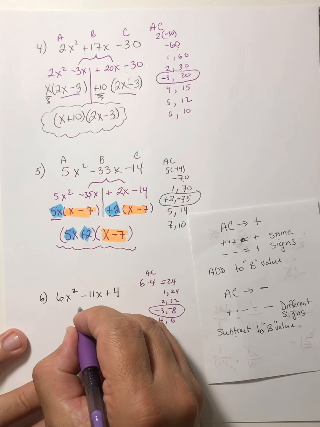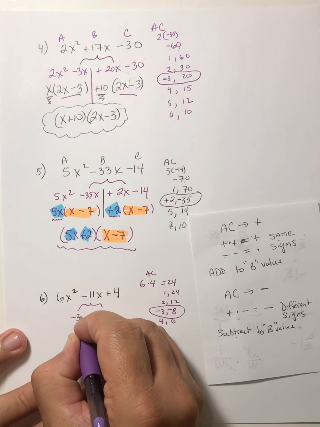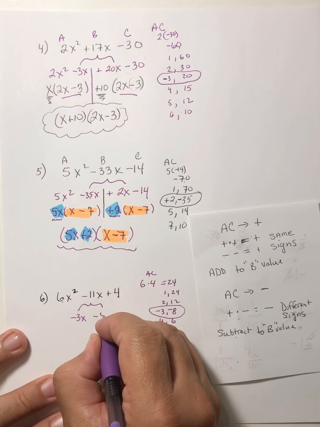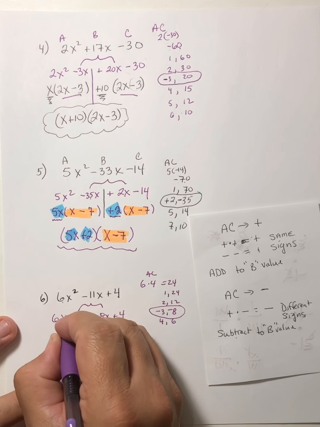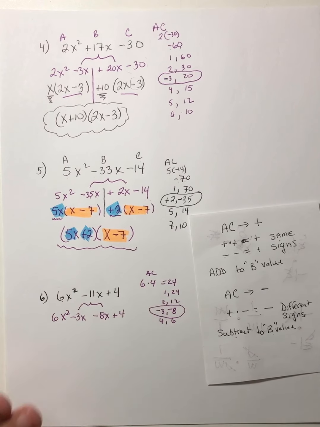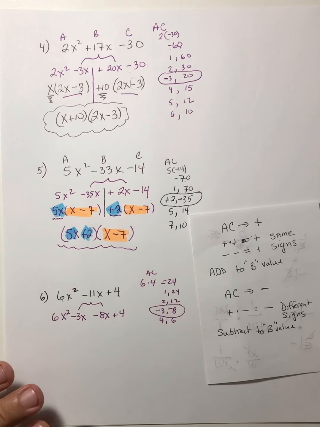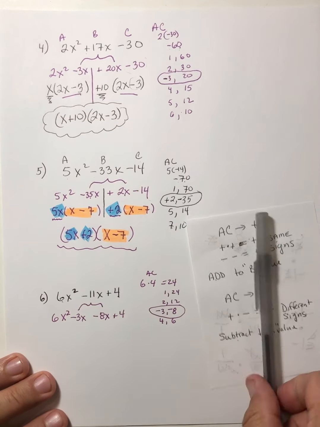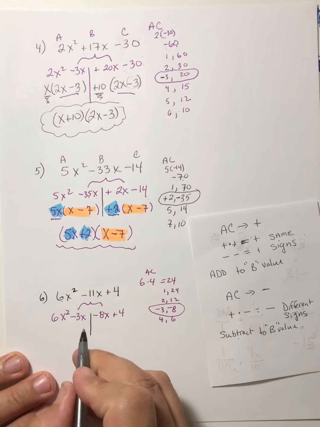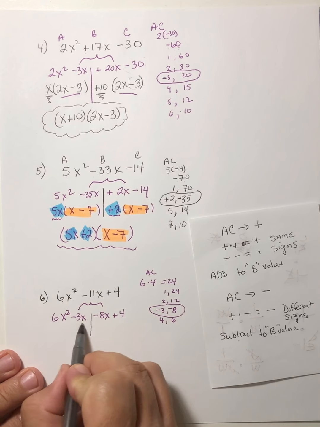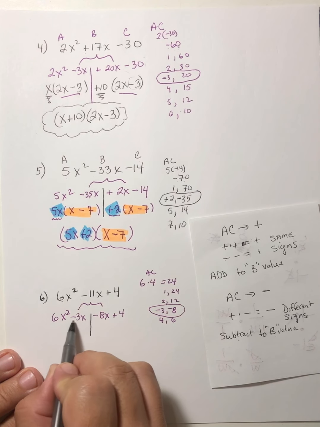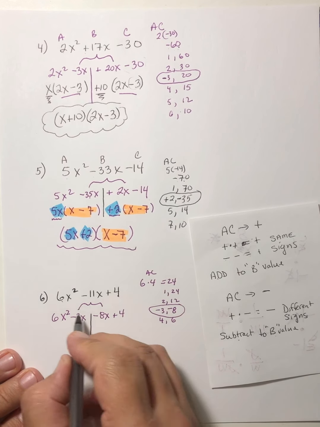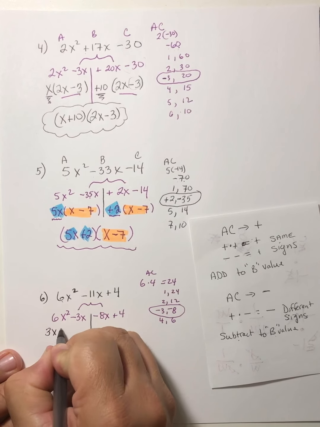So negative 3x minus 8x, and then I'll write the rest. There. All right, here's my splits. All right, what's the GCF here? That what goes into everything here. There's certainly an x and a 3. So we have a 3x.